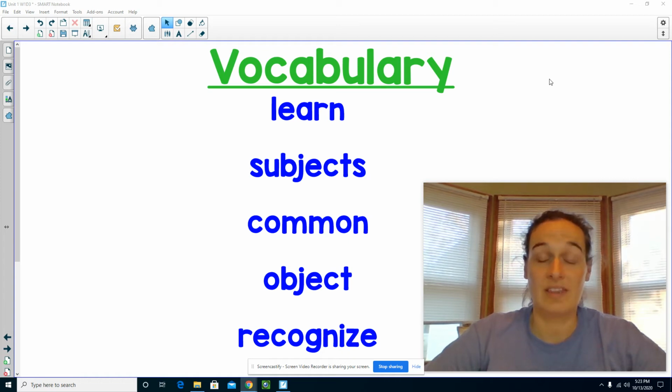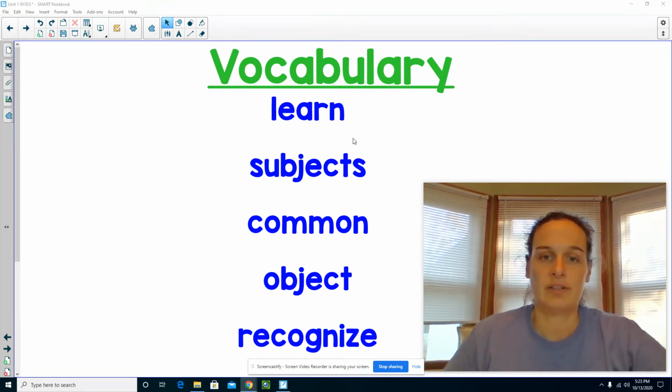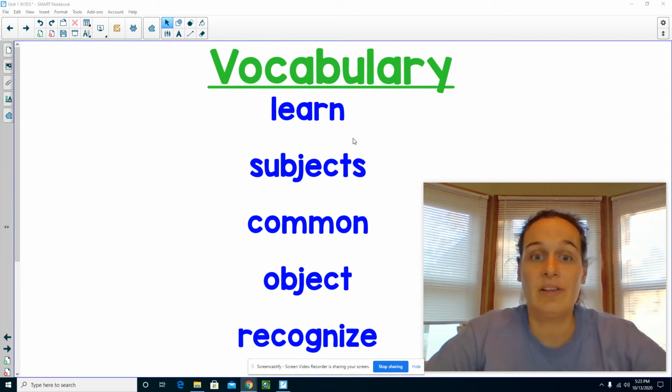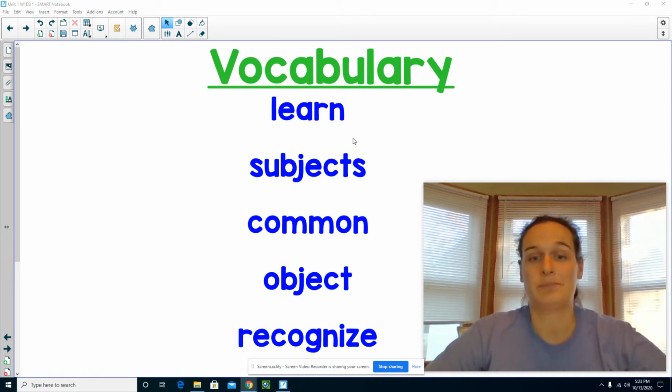We are going to practice using these vocabulary words in a sentence. I will give an example sentence, and I want you to try to think of one on your own at home. The first word is learn. I learn how to compare numbers. That's something you did learn in school.